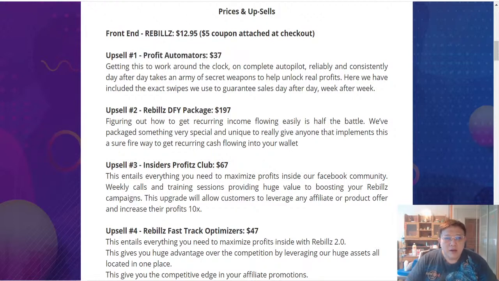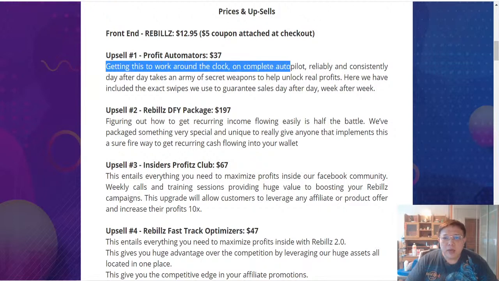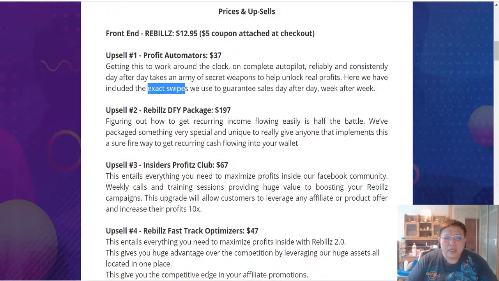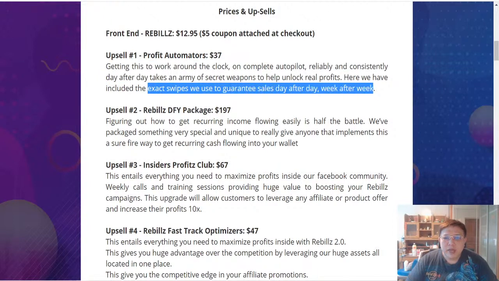Now, looking into the description: getting this to work around the clock on complete autopilot, reliably and consistently, day after day. It takes an army of secret weapons to help unlock real profits. Here we have included the exact swipes we use to guarantee sales day after day, week after week. So what we need, on top of learning the offer and who are the vendors they use, is to know what are the exact swipes they are using.